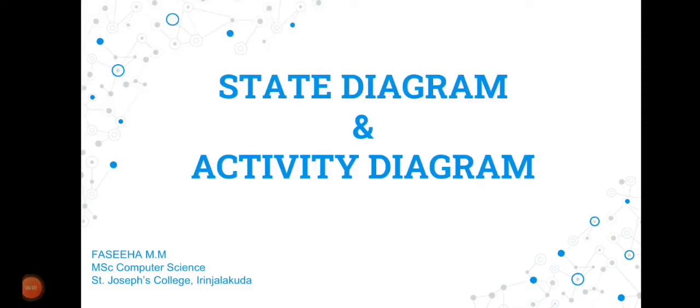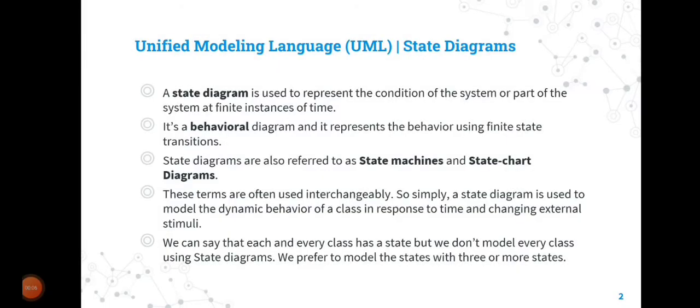This section is about state diagram and activity diagram. First, we can see what is a state diagram. A state diagram is used to represent the condition of the system or part of the system at finite state instance of time. It's a behavioral diagram and it represents the behavior using finite state transitions.